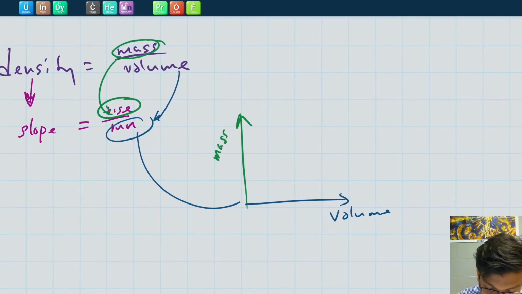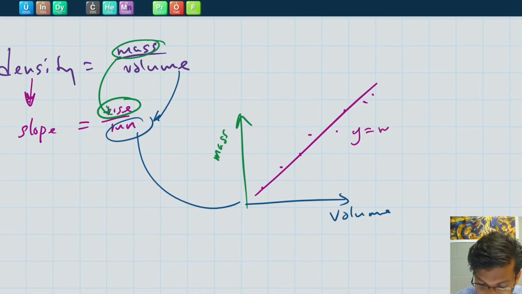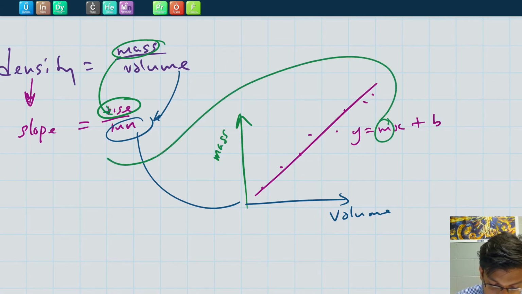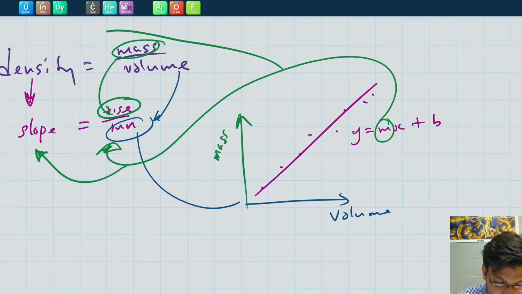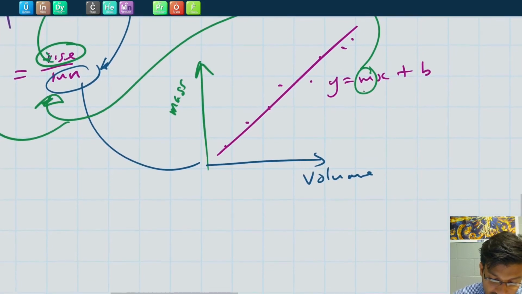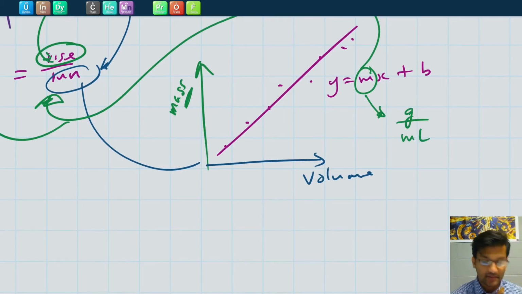So you will plot all of your data, you'll get your best fit straight line, y is equal to mx plus b. The m here that your graph gives you, that is the slope, that is the density. They're the same thing. The units for that m will simply be the units for your mass, typically grams, over the units for volume, typically milliliters.